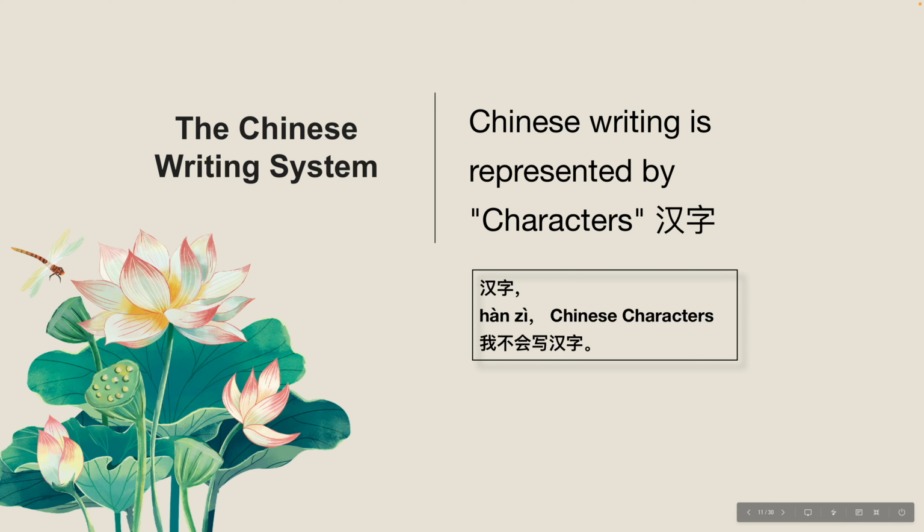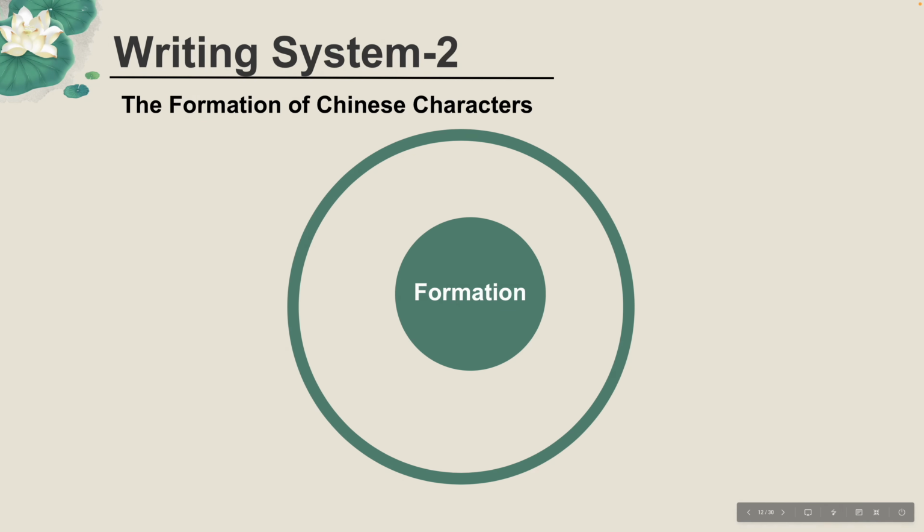A lot of people think the most challenging part about learning Chinese is the Hanzi. So let's talk about the formation of Chinese characters. By knowing this, you will understand the Chinese characters better and also make the learning process easier. The formation of Chinese characters includes, first, pictographs. Pictographs is 象形字. They are the Chinese characters derived from a picture.